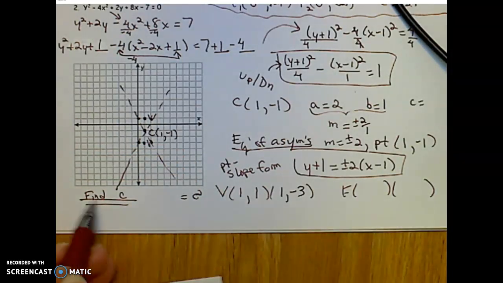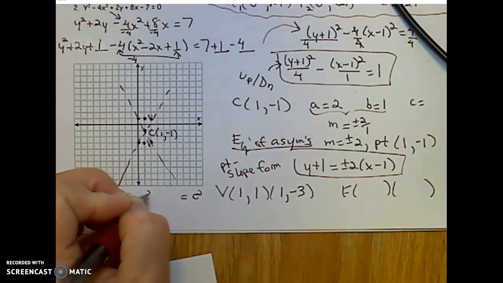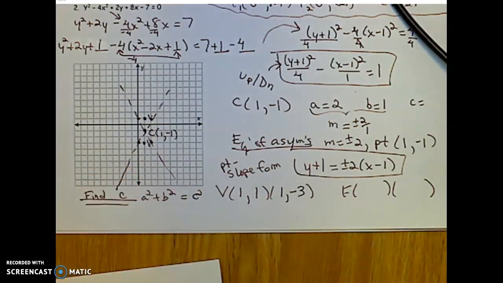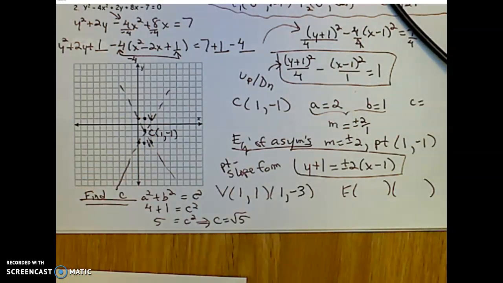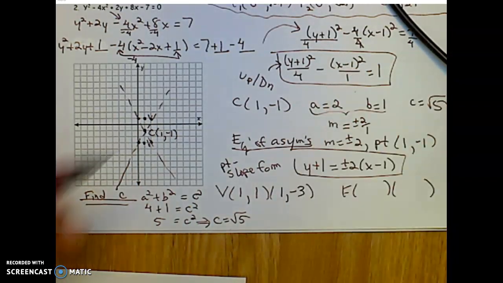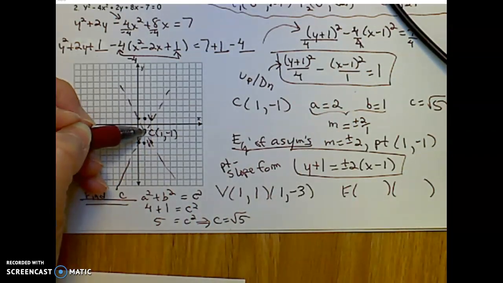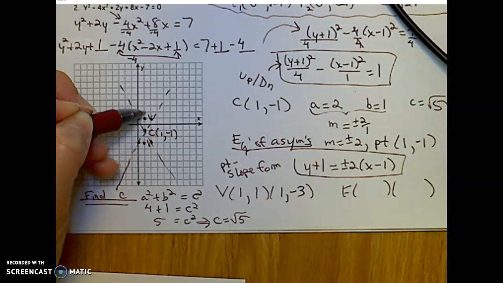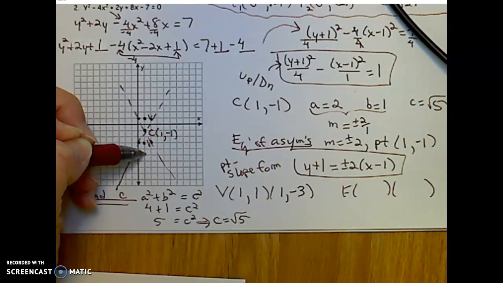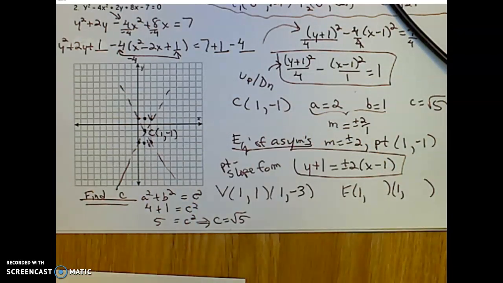For my foci, I have to find C. In a hyperbola, C is always the biggest. So I'm going to use this version of the Pythagorean theorem, and I'm going to stop and find my C value. Okay, I like this part. I found a C value of square root of 5. C is always the biggest. It's the distance to those foci, and my foci always fall inside my branches. Notice my center was at 1, negative 1, but now I'm going to go up and down to my foci. So my x-coordinate is not going to change for my foci.